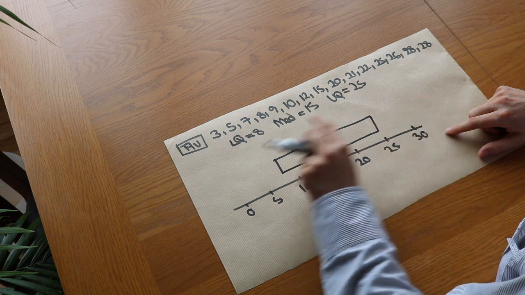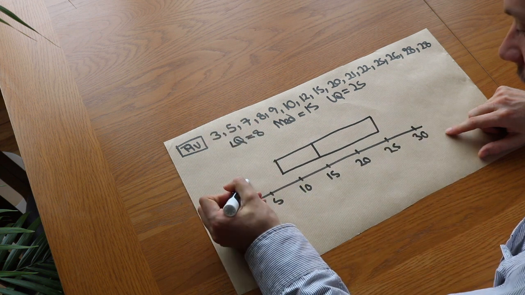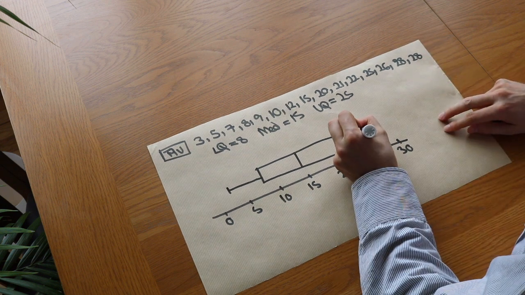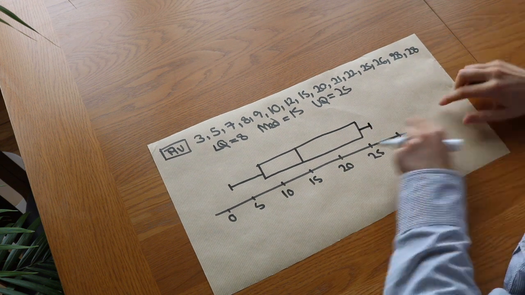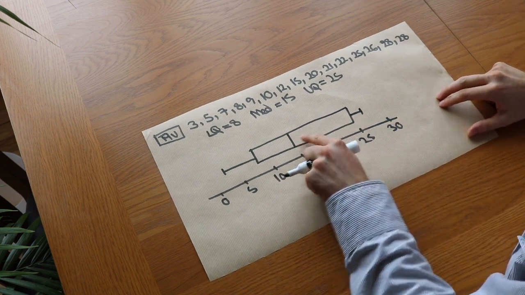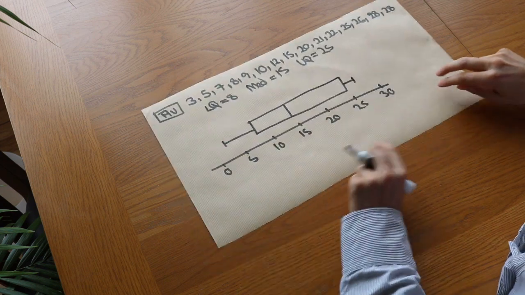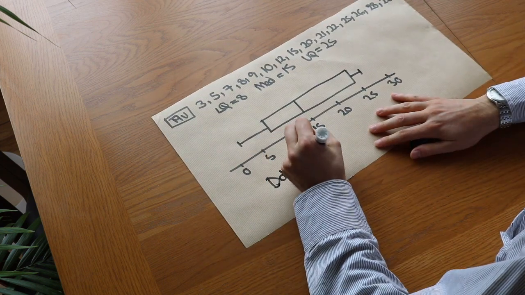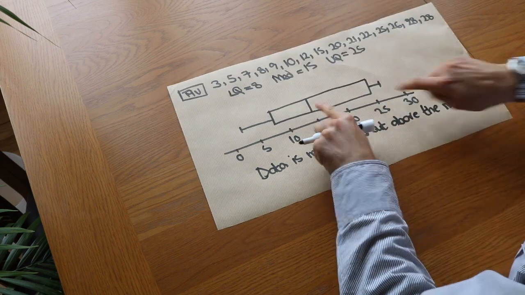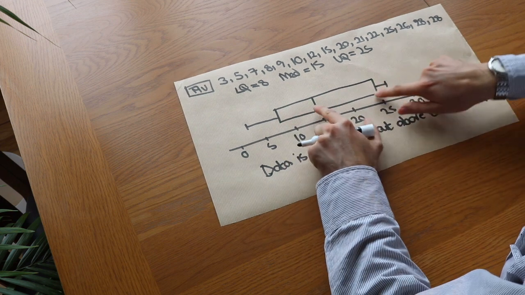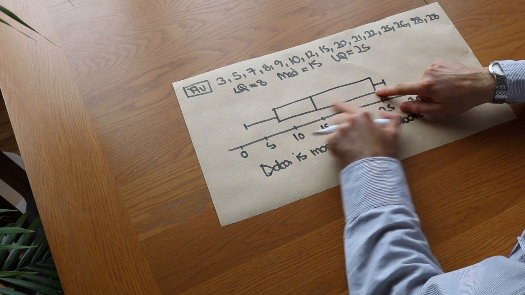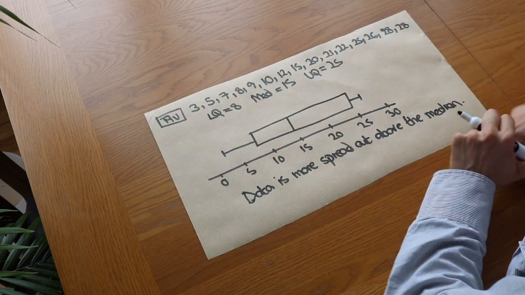And then we've got these tails. So we've got a minimum value of 3, so we need to go down to 3 like that. And the maximum value is 28, so we're going to go up to 28. And how could we interpret this? We can see that the data is more spread out above the median than it is below the median. That's because this box here on the right is wider than this box. We can see that between halfway through the data and 75% of the data, those values are more spread out than in the quarter of the people below that.